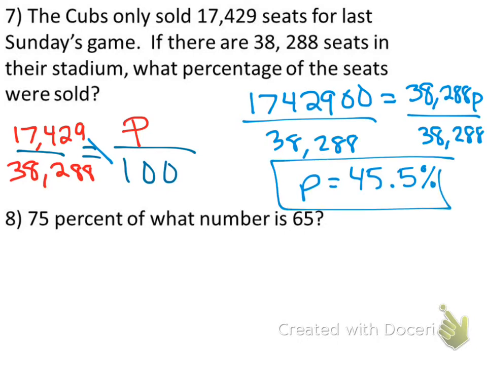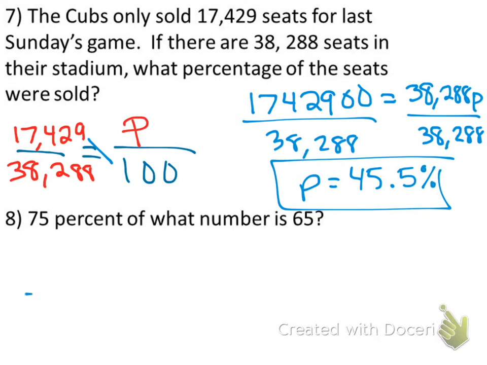Okay. Again, ask yourself when you get to the end, does it make sense? That percent is real close to 50%, right? So looking back, they should have sold about half the seats. Does it make sense that 17,000 is about half of 38,000? Yeah, it's all pretty close. So it makes sense. So go back and think, is this logical before you box in your answer and move on?